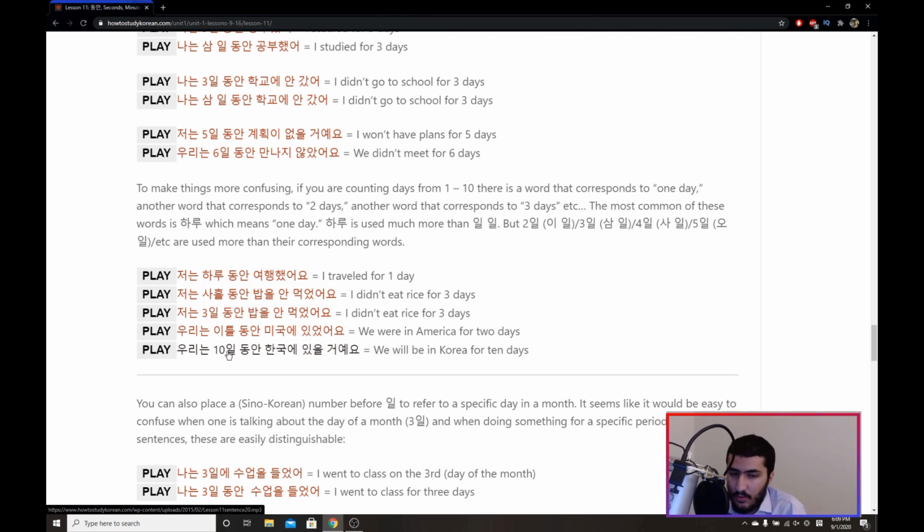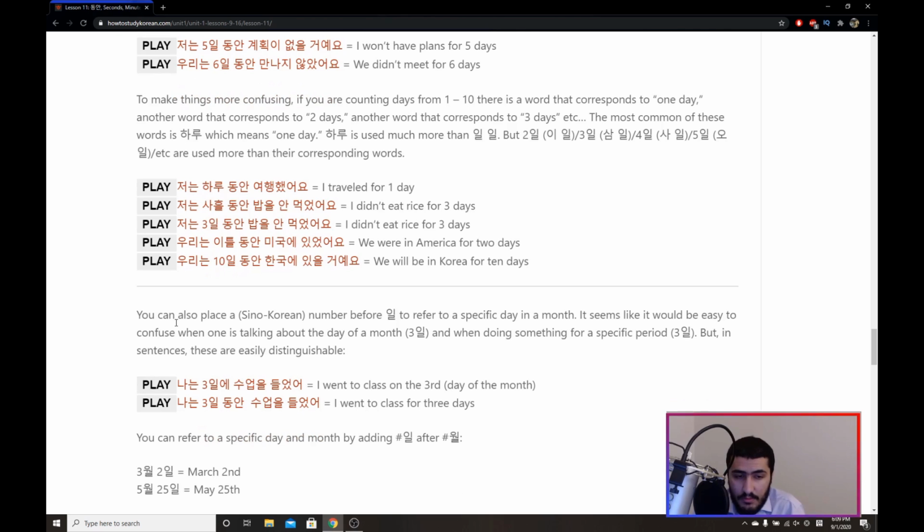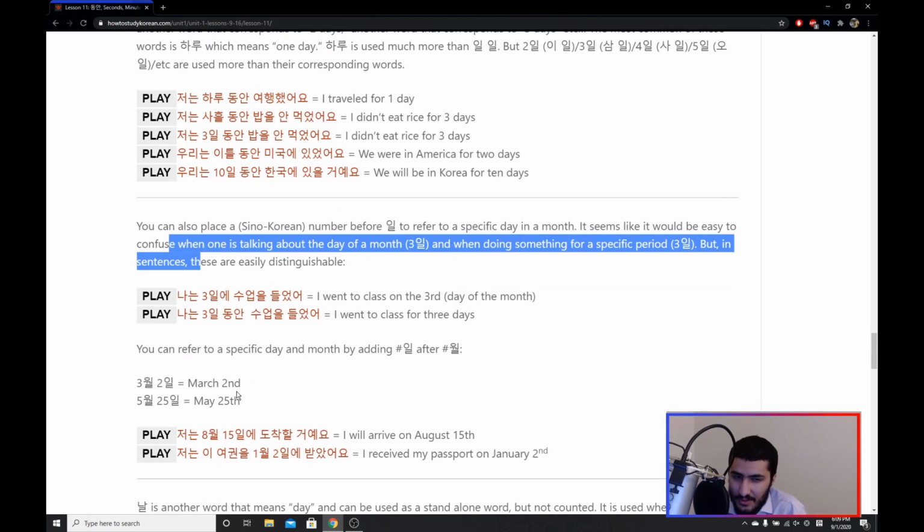우리는 10일 동안 한국에 있을 거예요. Did we learn how to do that? Yeah, we learned the future tense. We will be in Korea for 10 days. You can also place a Sino-Korean number before 일 to refer to a specific day in the month. It seems like it would be easy to confuse when one is talking about the day of the month, 3일, and one is talking about a specific period, but in sentences, they're easily distinguishable. So 나는 3일에 수업을 들었어요. Obviously, I went to class on the 3rd.